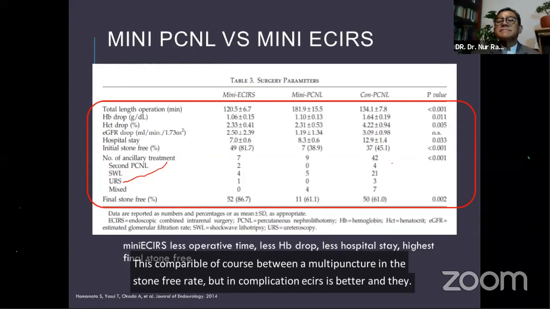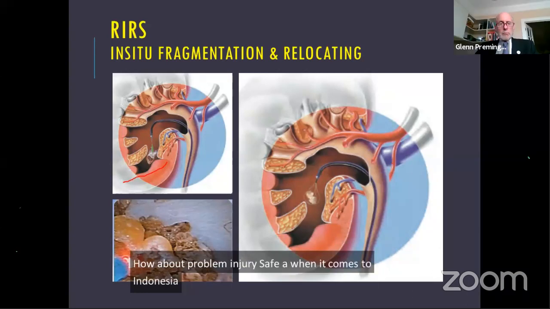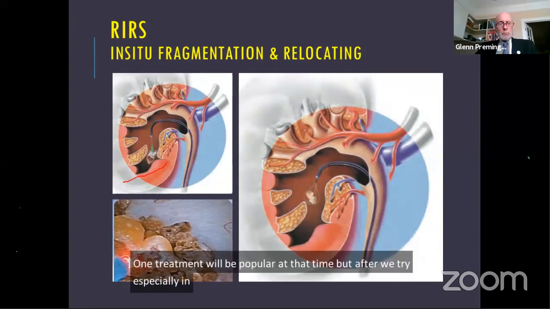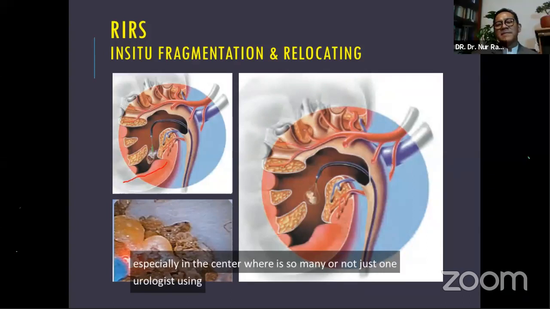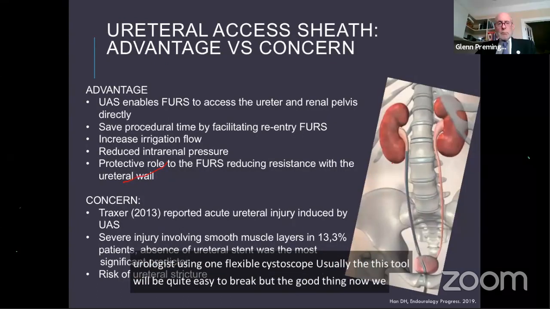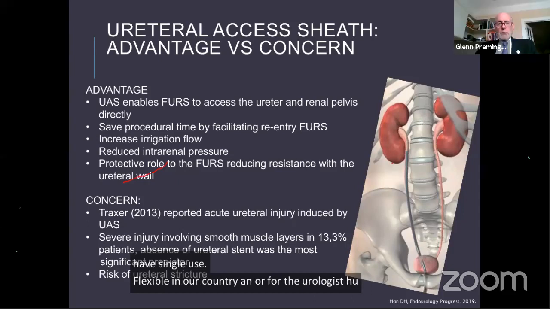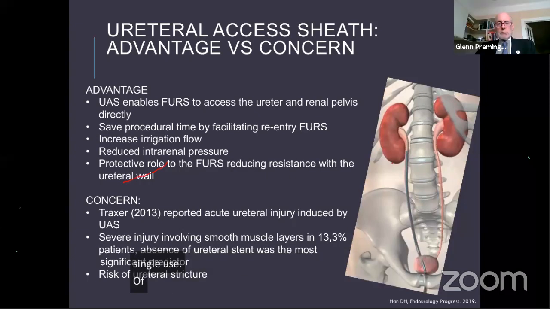And how about it, like Prof. Preminger said, when it comes to Indonesia, I hoped at first that one treatment would be popular at that time. But after we tried, especially in a center with many urologists, not just one, using one flexible ureteroscope, usually this tool will be quite easy to break. But the good thing is that now we have a single-use flexible. In our country, for all urologists interested in doing RIRS, I suggest starting with the single-use flexible, so you are not afraid to break it.